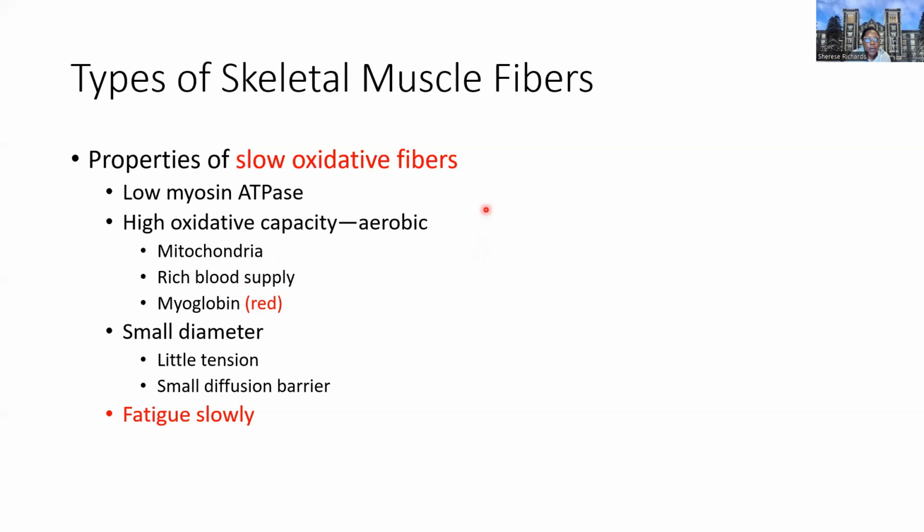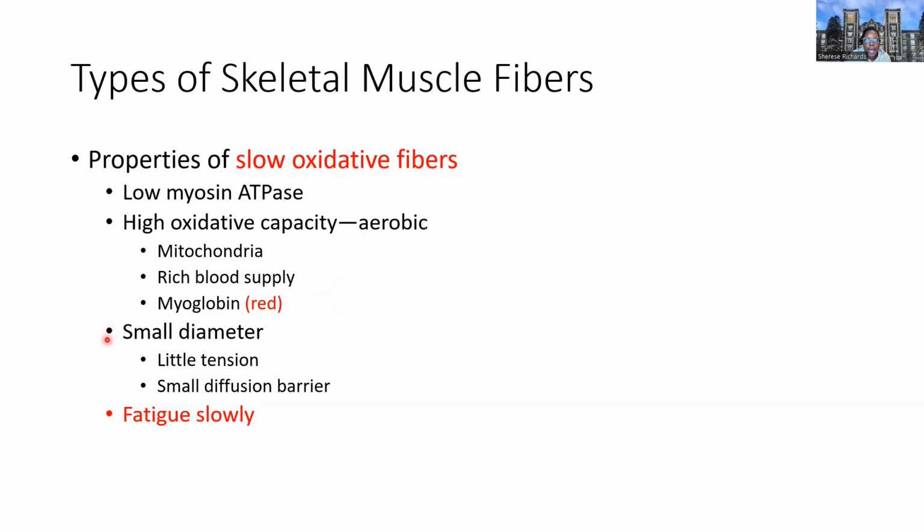So starting off with slow oxidative fibers, these have a low myosin ATPase activity, low or slow, right? They're kind of very slow in their rate of contraction. They have a high oxidative capacity, which means that they rely primarily on oxygen, and so they are aerobic. And in alignment with that, they have lots of mitochondria, they have rich blood supply, so lots of capillaries, they have lots of myoglobin, which is why they appear more red.